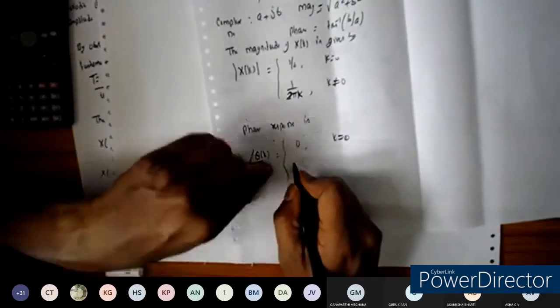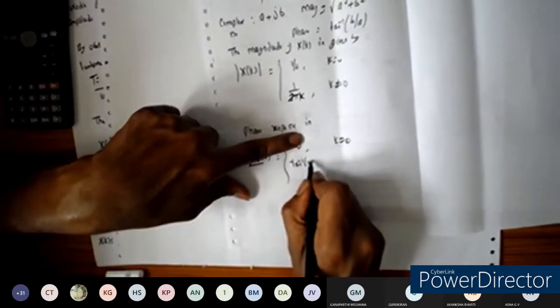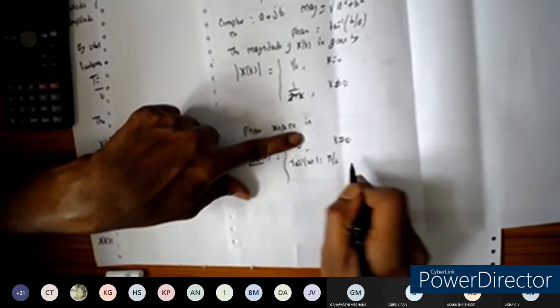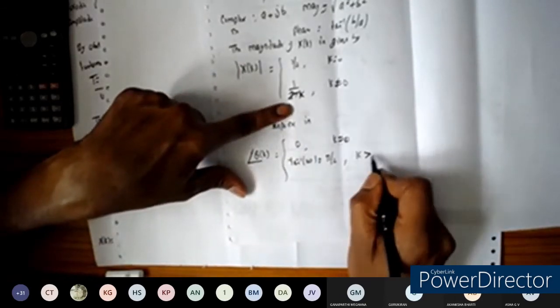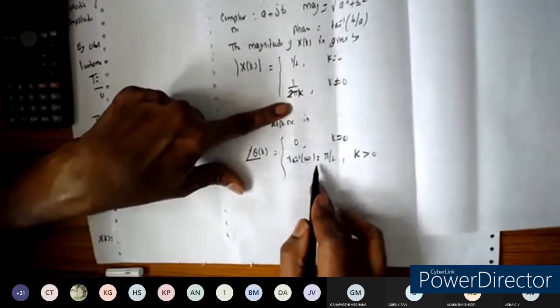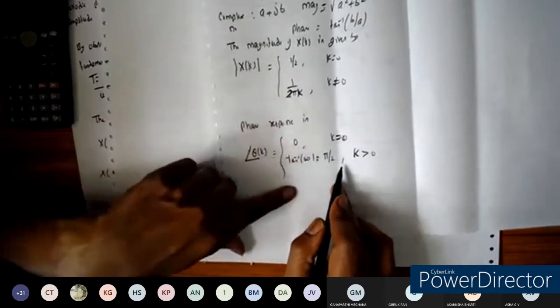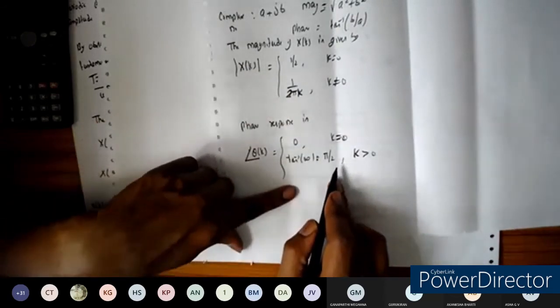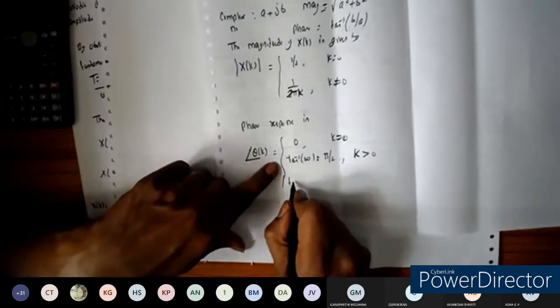Tan inverse of infinity is nothing but pi by 2, right? Tan inverse of infinity is pi by 2, no? For k greater than 0, if I take the positive value, it will become plus tan inverse of infinity, which equals pi by 2. Correct now? Tan inverse of infinity. Is it correct?